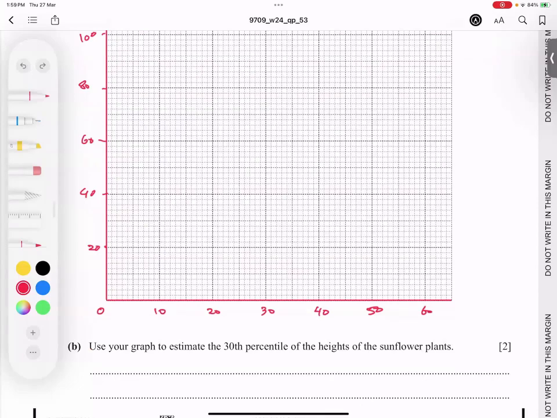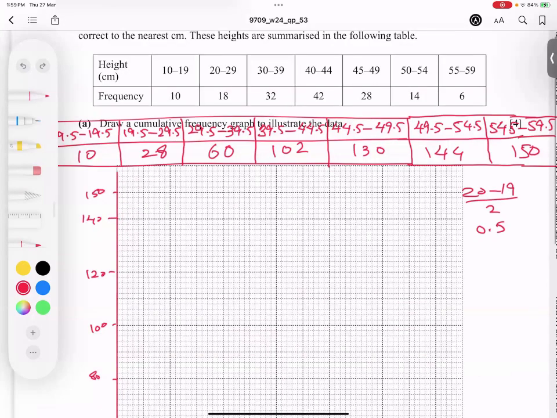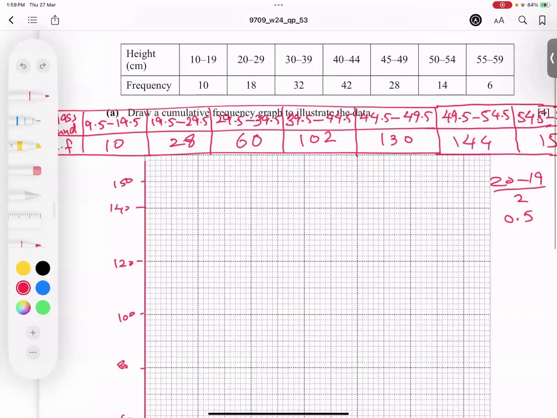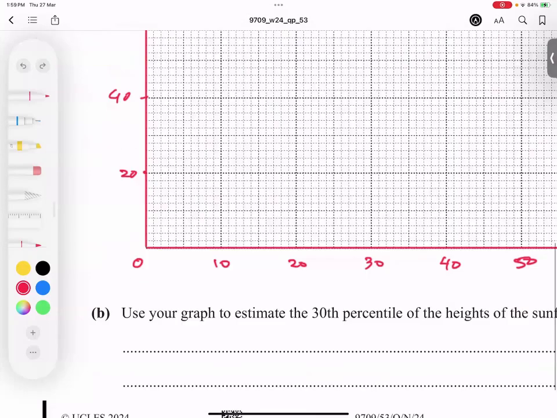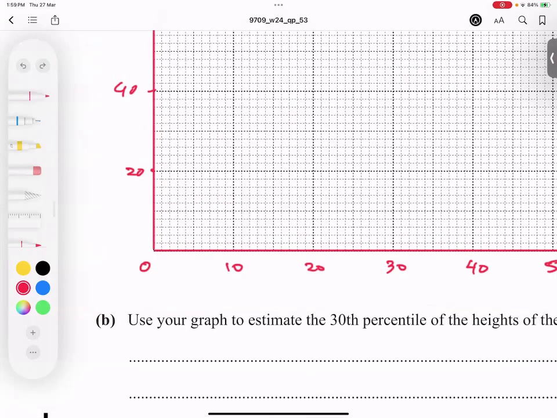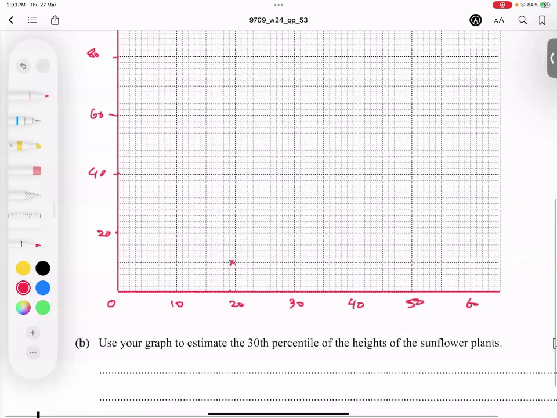So 10 is here and 19.5. Let me check again. 19.5 and 10. The 10 value is along here, 19.5 is here. So it is coming somehow here. Yeah, here. You see, students, it is the middle of the box. Okay, now let's go for the next number.